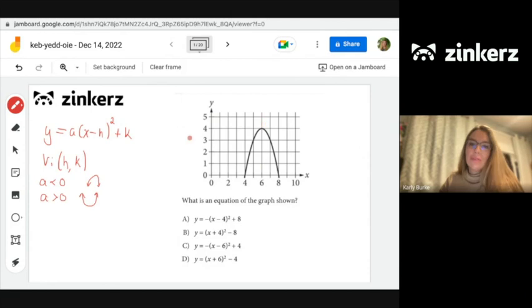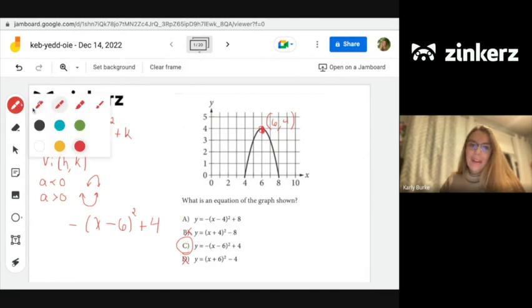It opens down, so I know it has to have a negative in front. And just by knowing that, you can eliminate B and D. So we're off to a really good start. Now let's take a look at the vertex. What are the coordinates of the vertex here? It's (6, 4). So it's going to be negative (x minus 6) squared plus 4. So the answer is C.